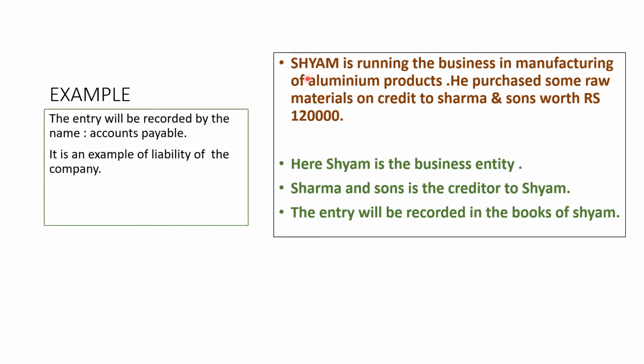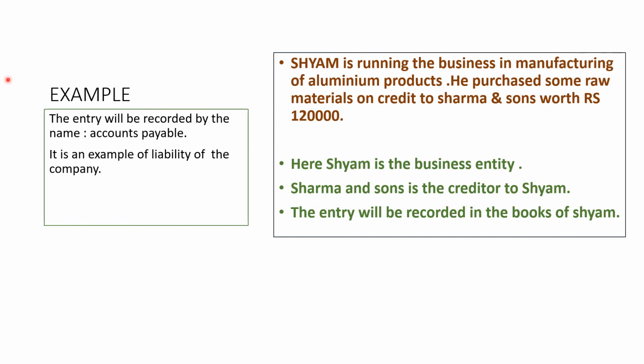Now let us understand the example. Shyam is running a business in manufacturing of aluminium products. He purchased some raw materials on credit from Sharma and Sons worth rupees 1,20,000. Now here, who is doing the business? Shyam is doing the business. We have to think from Shyam's point of view, and we will maintain the accounting records in the books of Shyam. So here Shyam is purchasing the goods on credit. That means he is liable to pay rupees 1,20,000 to Sharma and Sons. That means it is a liability of Shyam towards Sharma and Sons. So Sharma and Sons will be considered the creditor to Shyam.